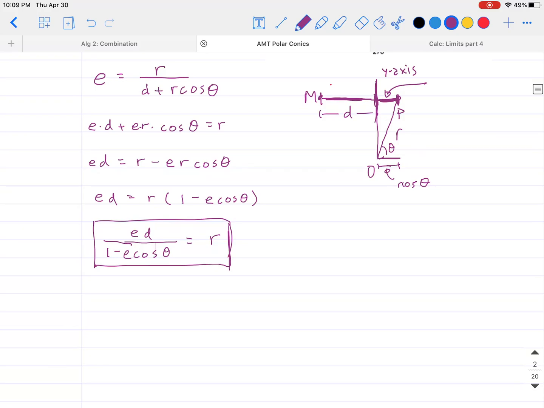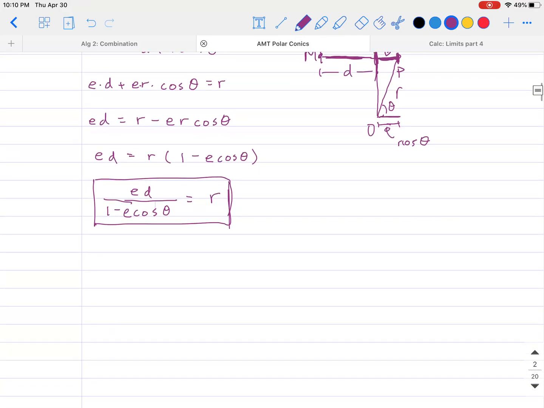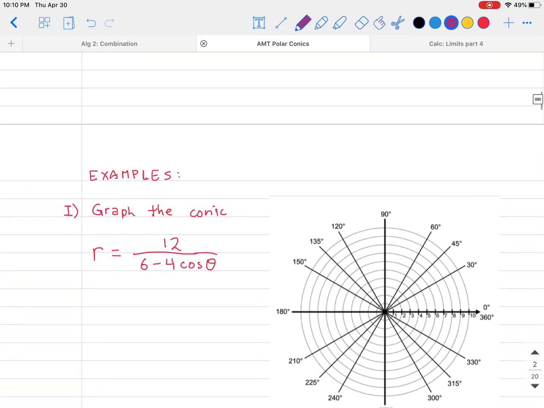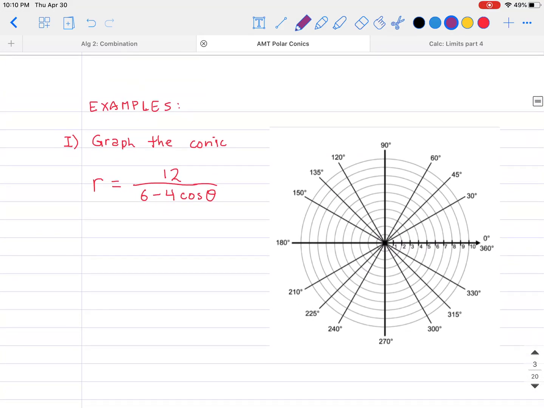Again, keep in mind, E is the eccentricity, and D is the distance from the y-axis to the directrix, which in this case we don't really care too much about, and you'll see why in just a little bit. As soon as we have this form right here, we can recognize it as a conic and work with it. So let me go into an example to show you what I mean by that.